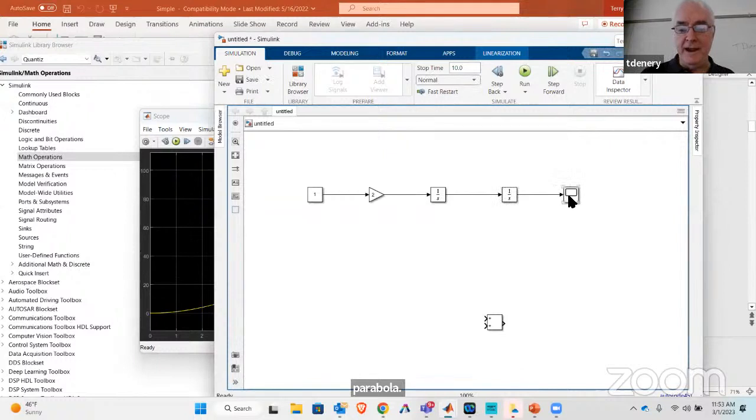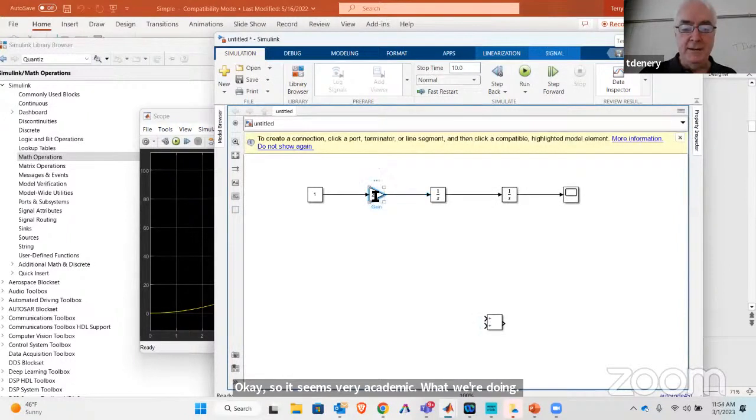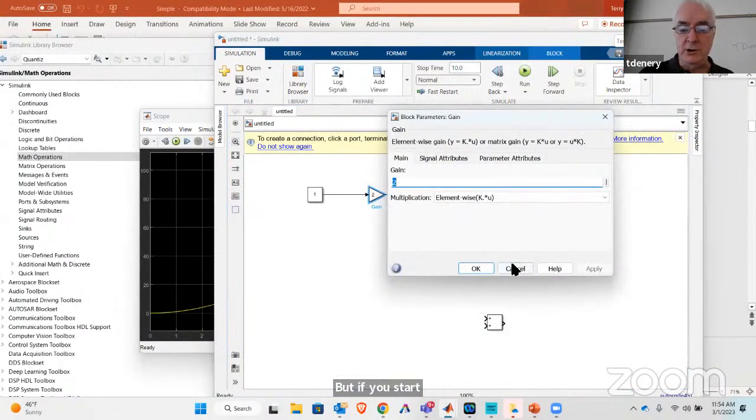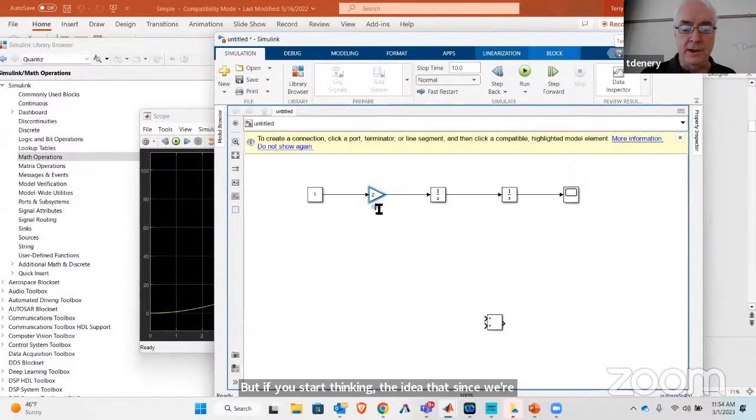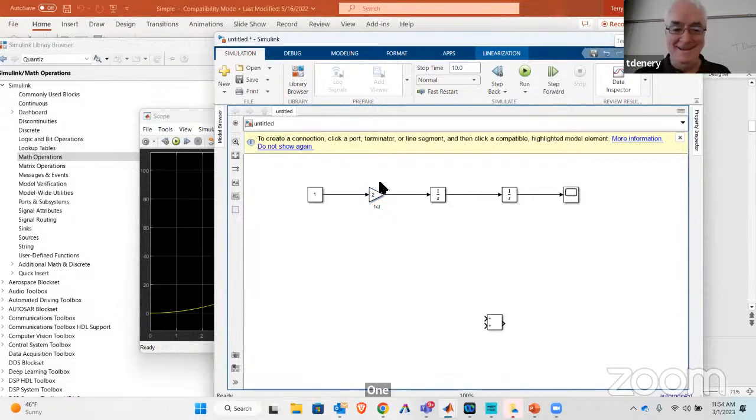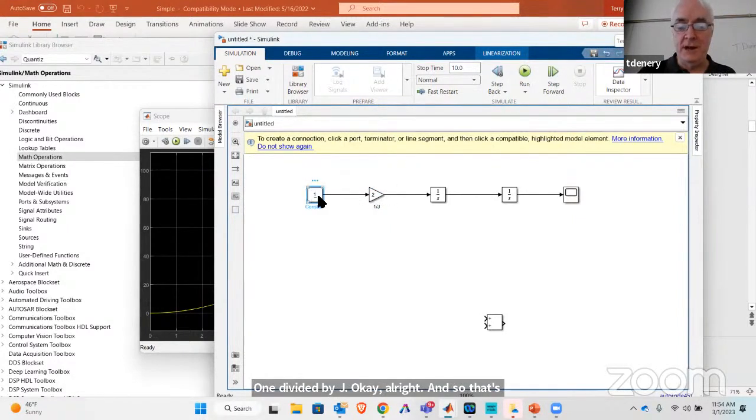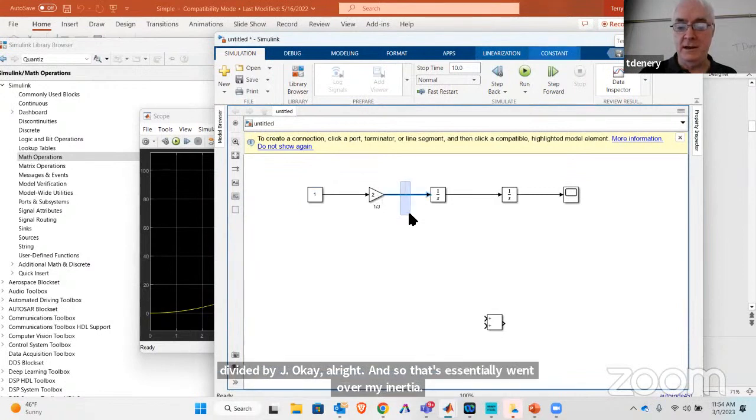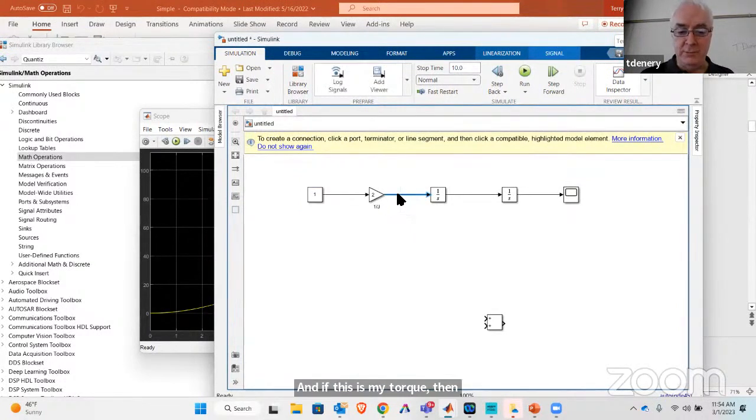Okay, so it seems very academic what we're doing, but if you start thinking of the idea that since we're going to get into rotational motion, I'm going to call this 1 divided by J. Okay. All right. And so that's essentially 1 over my inertia. And if this is my torque, then I've essentially just gotten the angular acceleration, which I'll just call d omega dt.